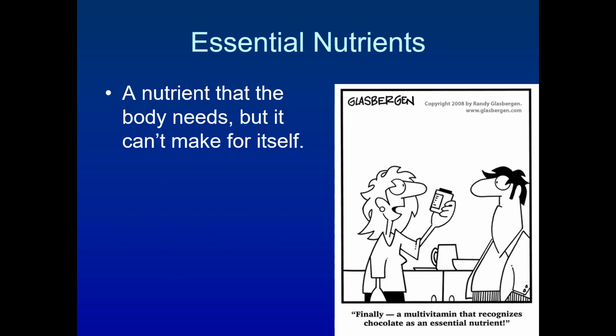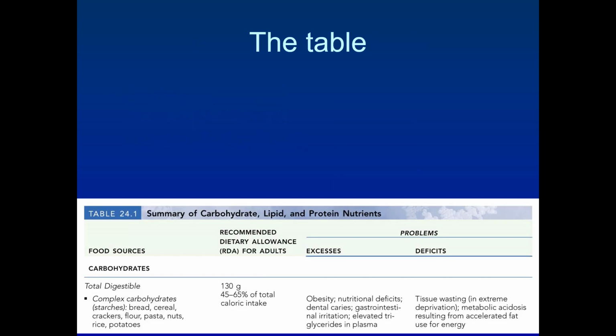Okay, essential nutrients. Anytime you see that word essential in front of a nutrient, what it means is you need it, but you can't make it for yourself. Your body can convert some forms of carbohydrates to other forms, so not all carbohydrates are essential nutrients. But the ones that are, are the ones that you can't make for yourself or convert to make for yourself.